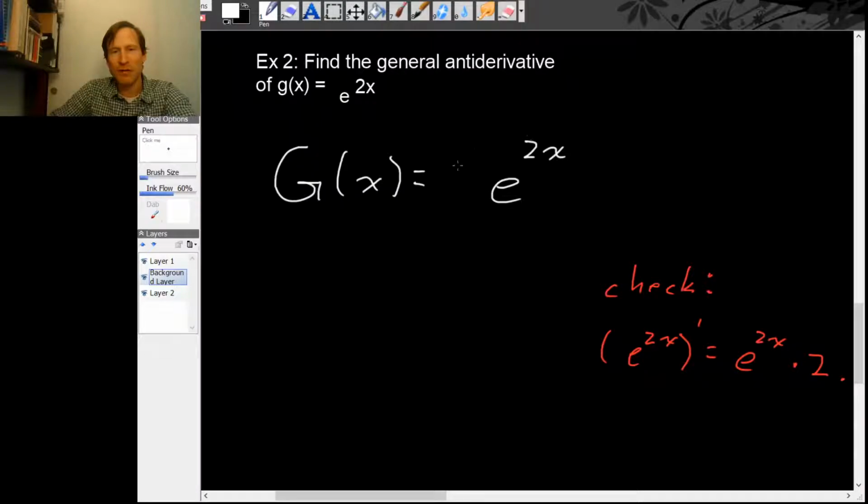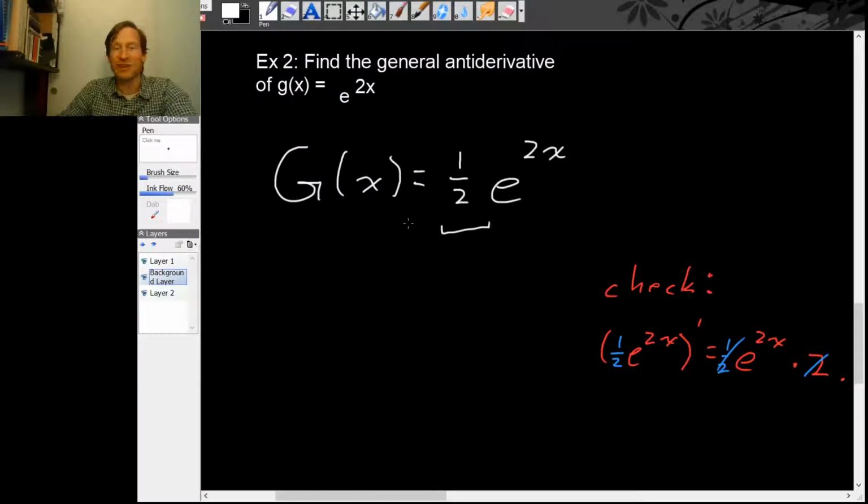We need to modify our original guess for an antiderivative so that if we did take a derivative and this 2 showed up, it would somehow disappear. So we need to stick something in front so that if you multiplied it by 2, it would cancel. Well, that's going to be a half. Then if we went back and put our 1/2 into our check, these would cancel and you get e to the 2x, just like we wanted.